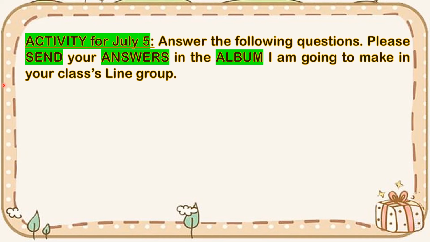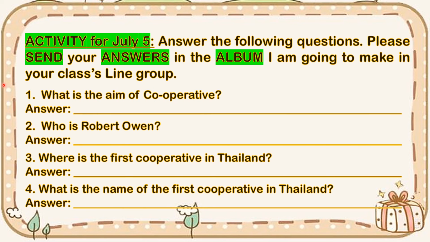So here are the 4 questions you need to answer. Number 1, what is the aim of cooperative? Number 2, who is Robert Owen? Number 3, where is the first cooperative in Thailand? And number 4, what is the name of the first cooperative in Thailand?